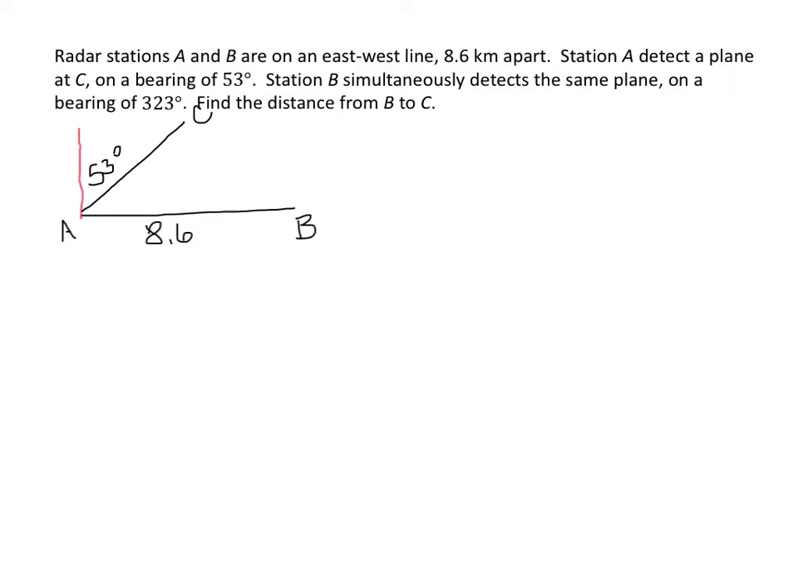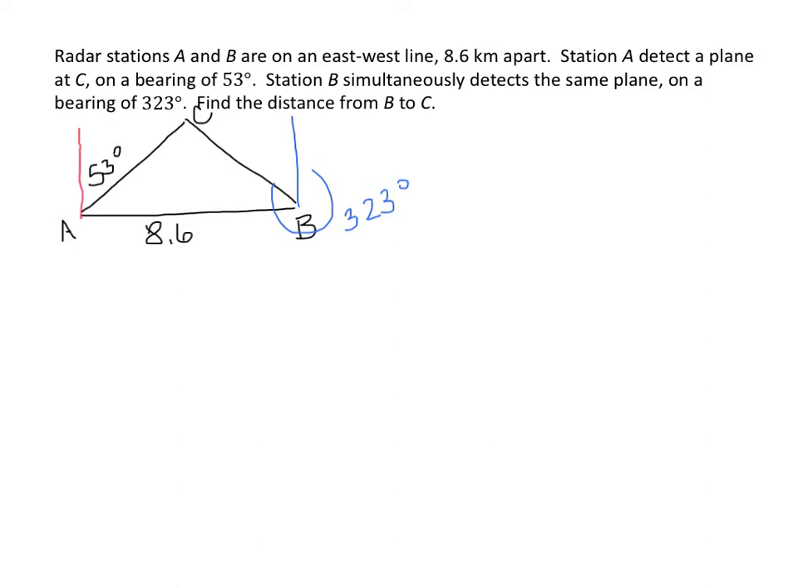At the same time, B detects the same plane on a bearing of 323 degrees. So again, there's my north-south line. I need to go 323 degrees to see that plane, which is how it ends up here, and my bearing, here's my 323. So we need to find the distance from B to C. So we're looking at the distance from B to the plane.